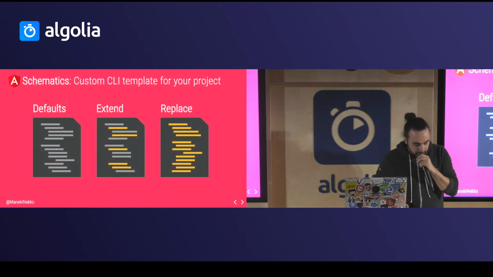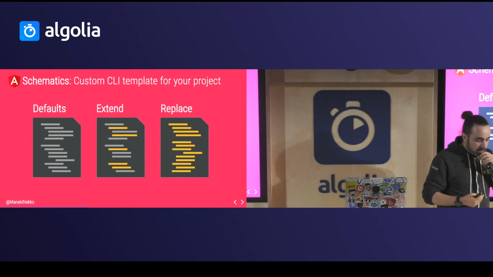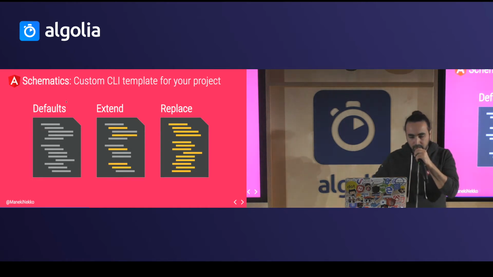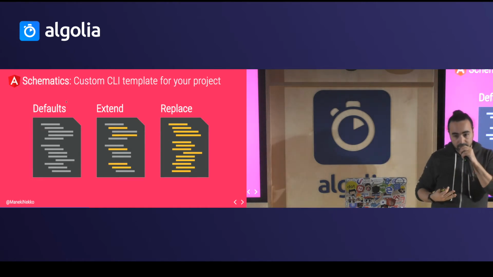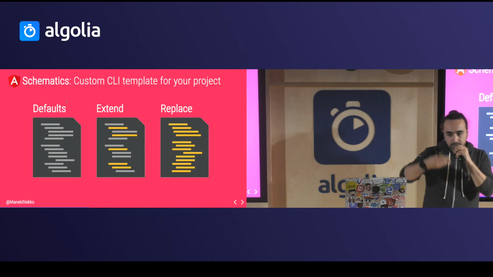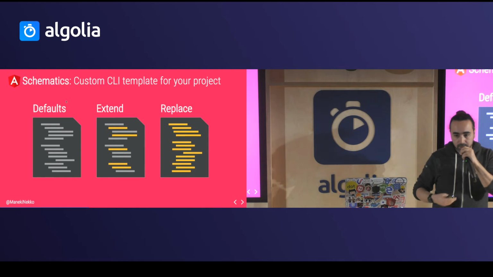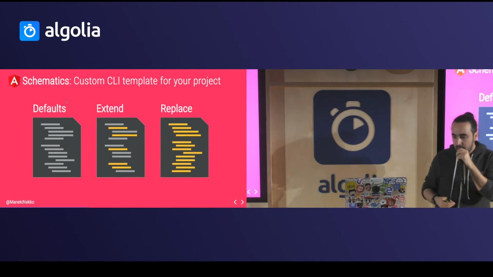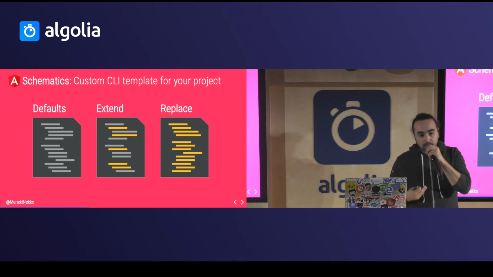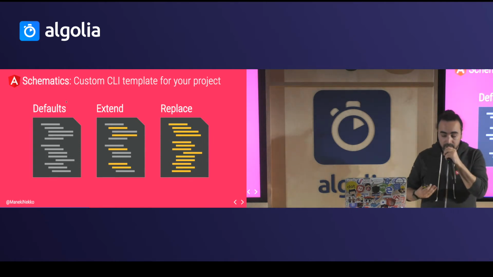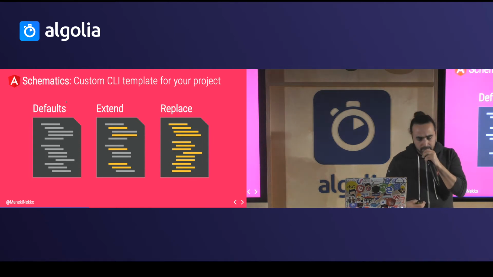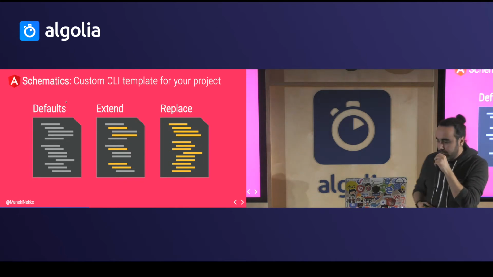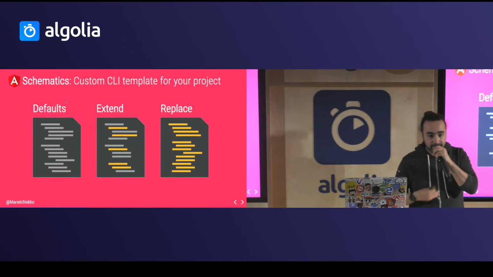And the CLI under the hood is using blueprints. For instance, when you need to generate a service or a component, there is a default blueprint provided by the Angular core team. So with schematics, this is a new API coming, which is already actually in the latest version of the CLI. You could either extend the defaults.